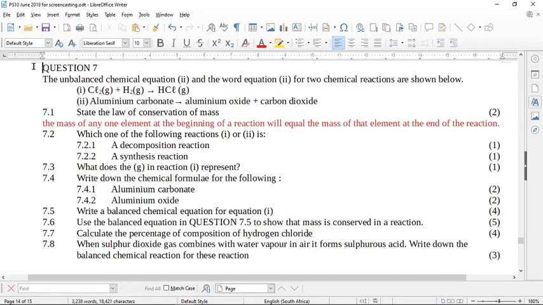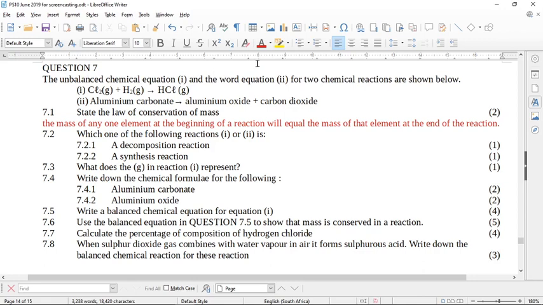Okay, let's look at question 7. It's the last question of the June 2019 Limpopo question paper. This question has got some bad grammatical errors in English, but we're just going to zoom past them. The unbalanced chemical equation, this should read 1, the question paper is incorrect.